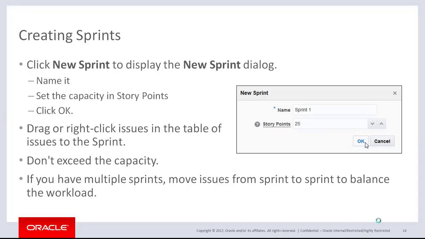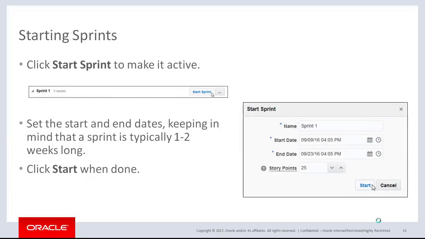To create a sprint, click New Sprint, name it, set the capacity and story points since we're doing this in Agile, then click OK. Drag or right-click issues in the table of issues to the sprint. You won't be allowed to exceed the capacity. If you have multiple sprints, you can move issues from sprint to sprint to balance the workload. Click Start Sprint to make it active.